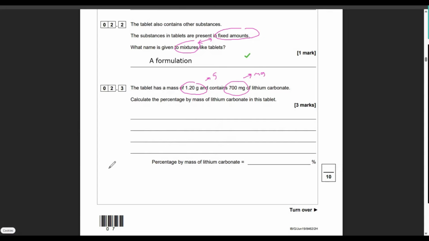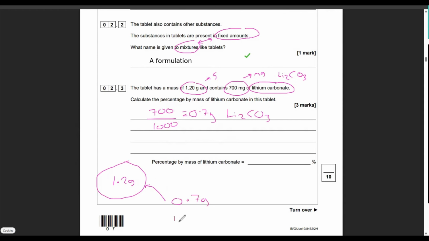A tablet has a mass of 1.2 grams and contains 700 milligrams of lithium carbonate. Calculate the percentage by mass of lithium carbonate in this tablet. First thing to do, I need to make everything into grams or everything into milligrams. You choose, but you need to put the two masses in the same unit because they're in different units right now. So I'm going to turn the milligrams into grams by going 700 divided by 1,000. 700 milligrams is 0.7 grams.